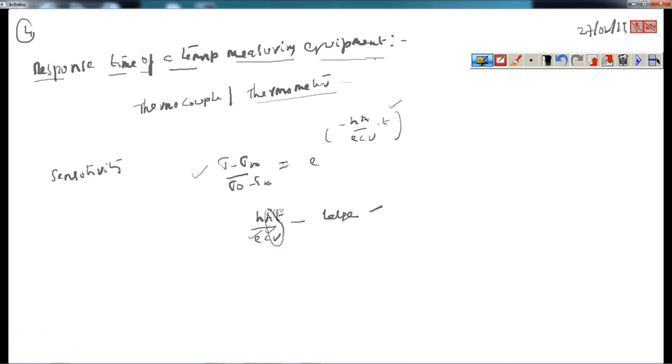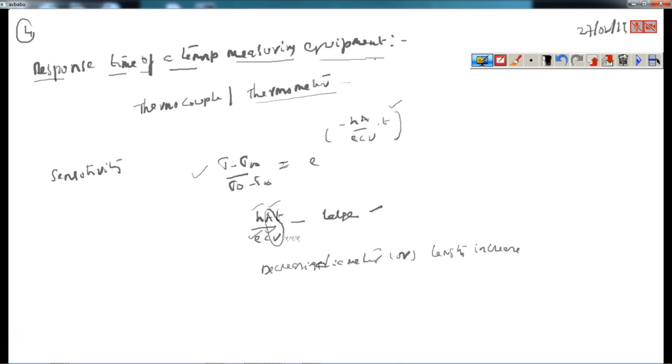This can be achieved by decreasing the diameter, or increasing the length, to make V by A larger. So this should be as large as possible. You can make it large by increasing h, or by increasing V by A, or by reducing rho and reducing c.